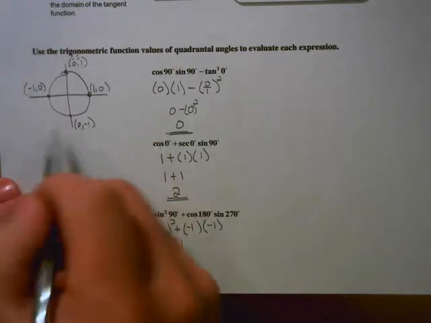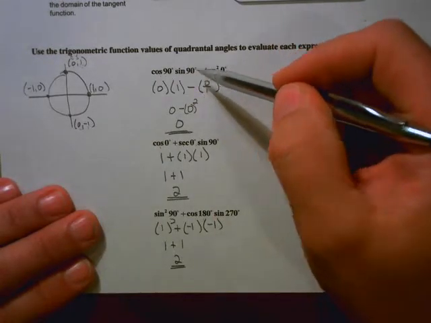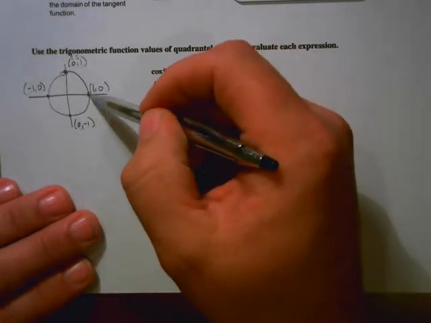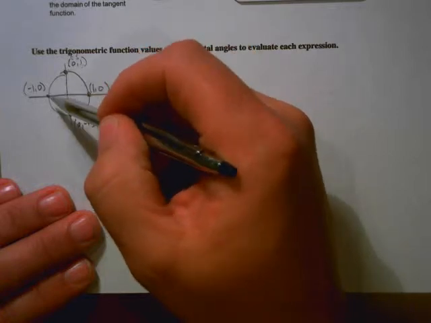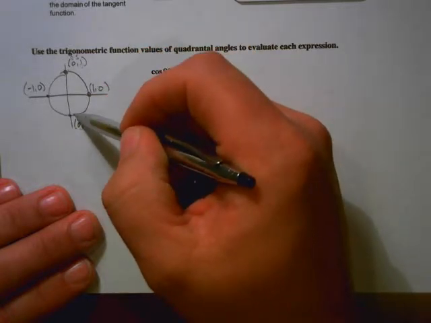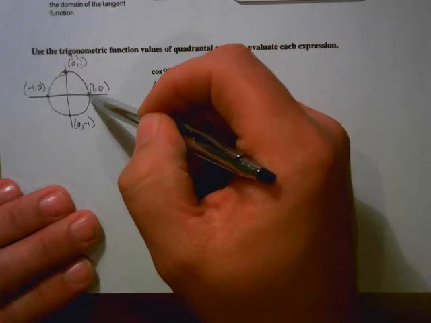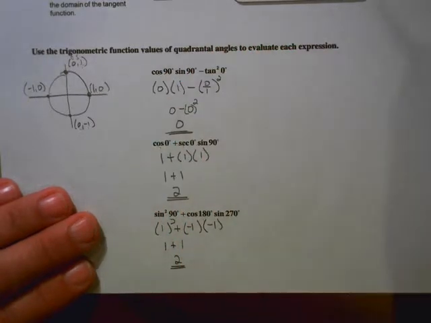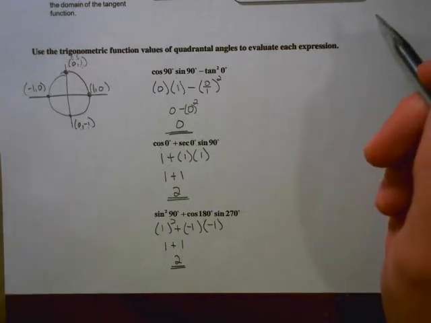So that's using our unit circle for those 0 degrees, 90 degrees, 180 degrees, or 270 degrees. If it was 360, that's just a rotation. We're back to 0. It would be a coterminal angle. I hope this helps with section 5.3.